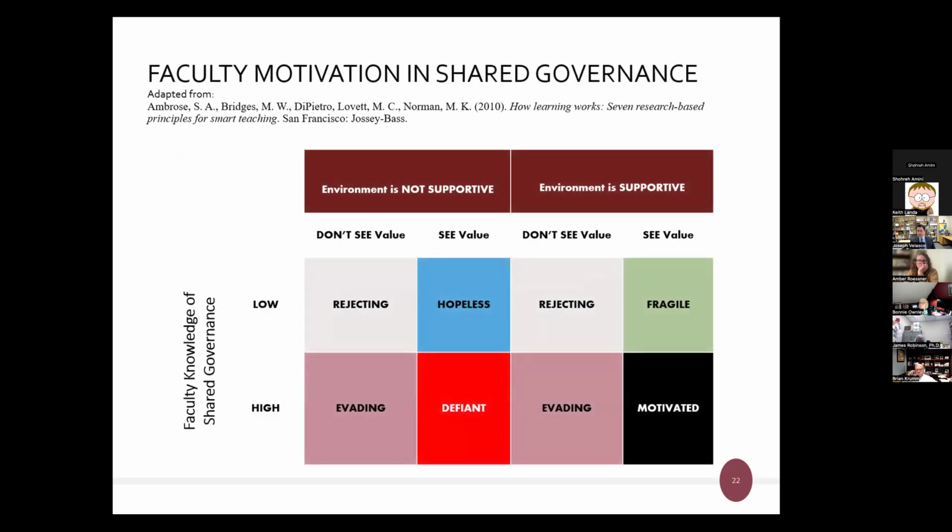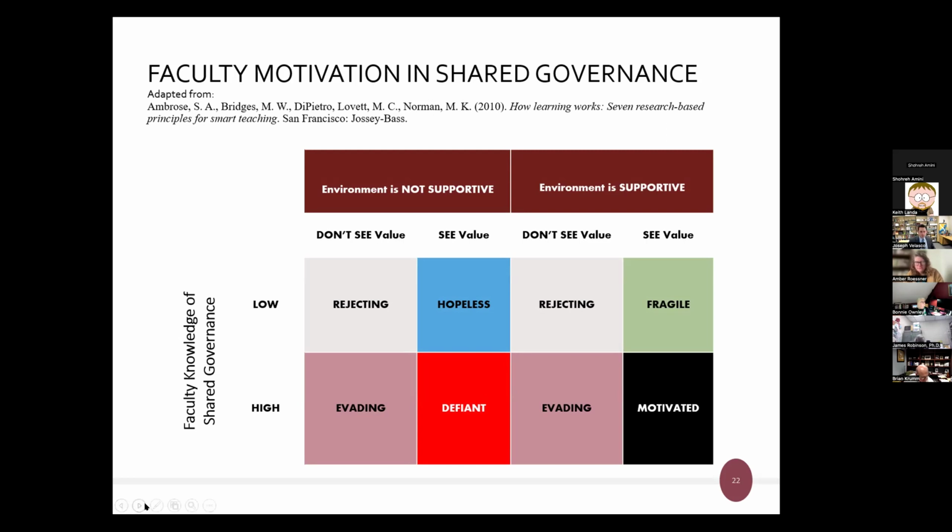Speaking to some of the other challenges I see, in general there are varying environments that support shared governance, and varying levels of knowledge about shared governance, especially with faculty. I'm just going to speak about the faculty and how their knowledge, and how they view the value of that knowledge of shared governance, interacts with whether or not they see the value, but also how administrators can embody and construct environments that are supportive or not supportive for shared governance.